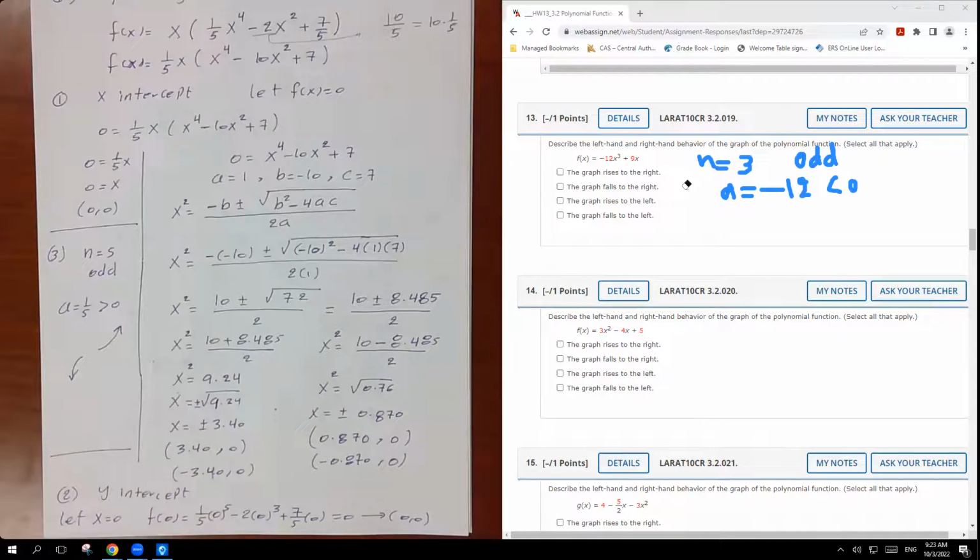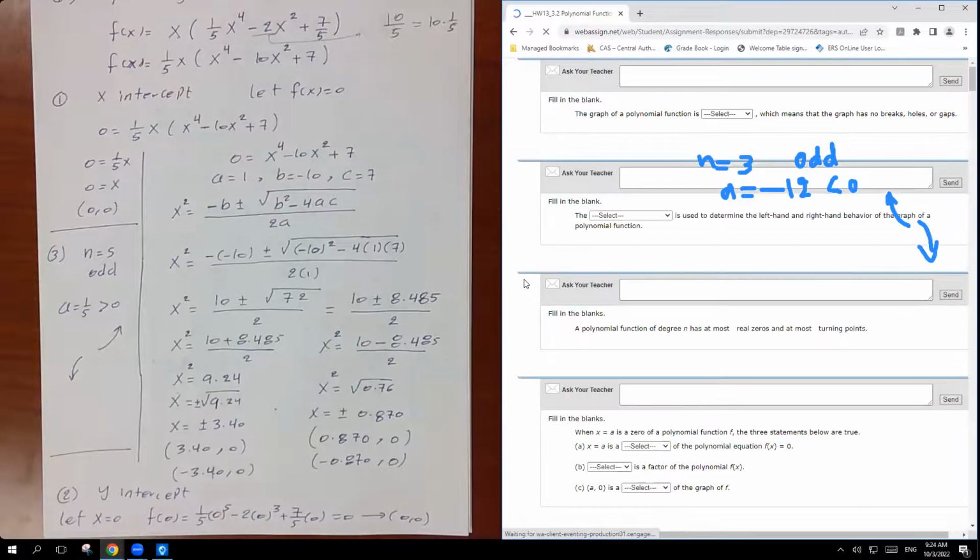because this is the end behavior. That means the graph is up on the left and down on the right. I'm just using the rule. So I'm going to choose the graph. It's not rise on the right. It's the graph falls to the right and the graph rises to the left. And choose this one. That's the only thing they're going to ask you here, about using the left and right side of the graph.